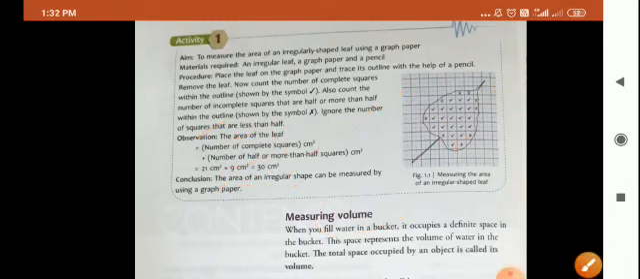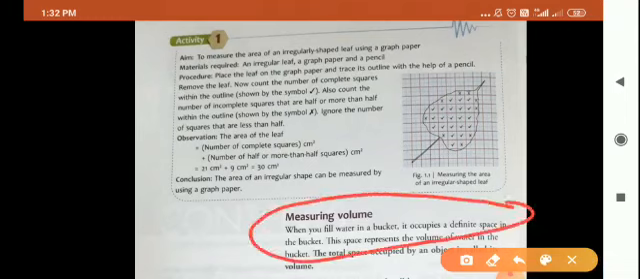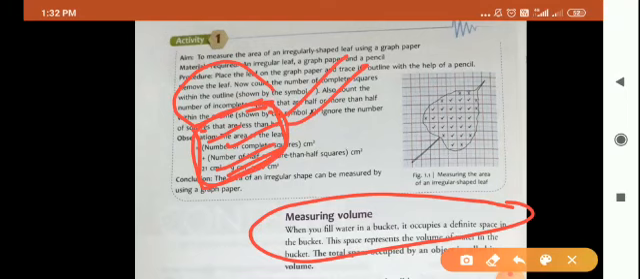Okay. Similarly, here this line is given. When you fill water in a bucket, it occupies a definite space in the bucket, and this space represents the volume of water in the bucket. Similarly, if you take a bucket and place water inside it, this water is also occupying a definite space inside the bucket or not? So this definite space inside a bucket is known as your volume.